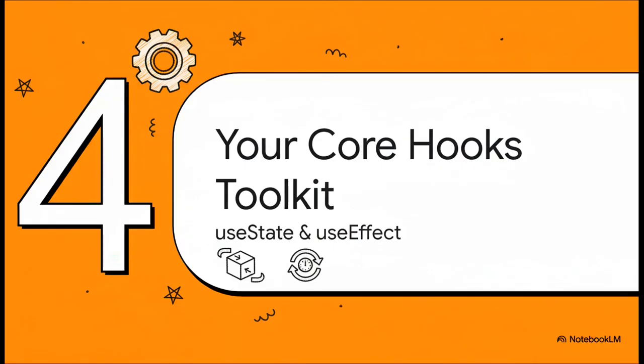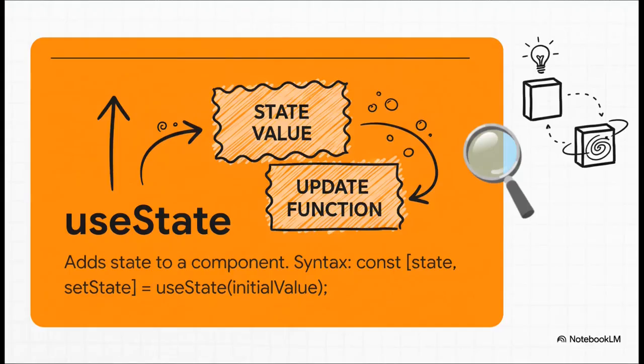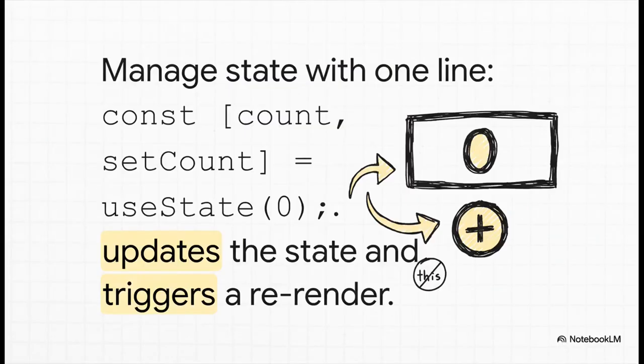Okay, rules covered. Let's get our hands dirty and look at the two hooks you're going to be using pretty much every single day, useState and useEffect. useState is your bread and butter for adding state. You call it, and it gives you back two things in an array, the current state value itself and a special function that lets you update that value. It's that simple. Check out this classic counter example. We call useState with a starting value of 0. It hands us back count, which is our current value, and setCount, the function to change it. And just like that, one line gets us state management that's clean, clear, and completely free of the this keyword.